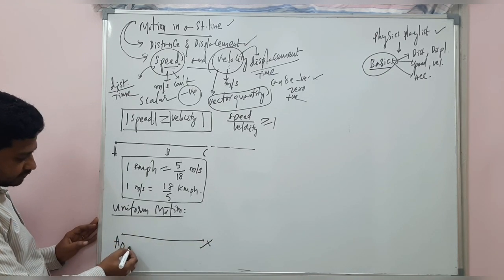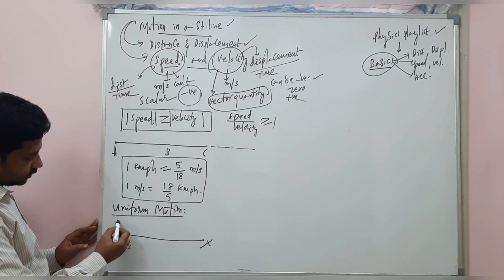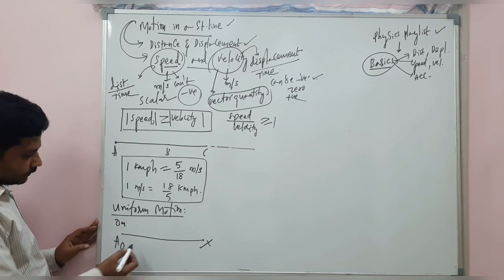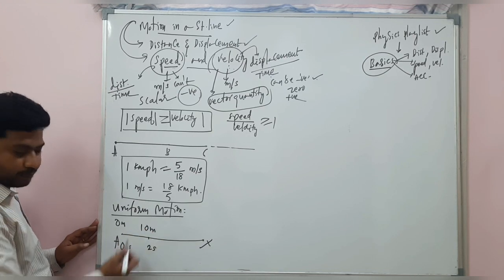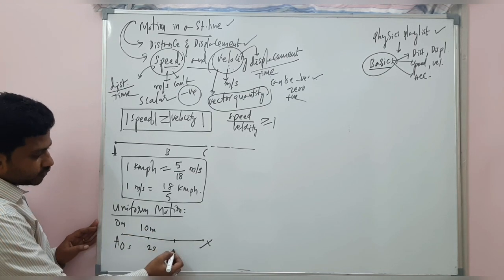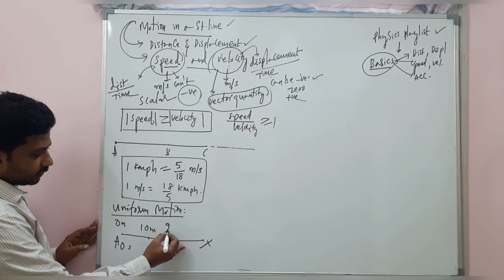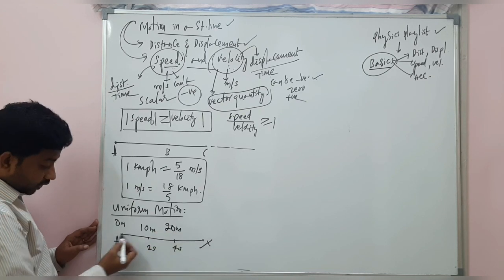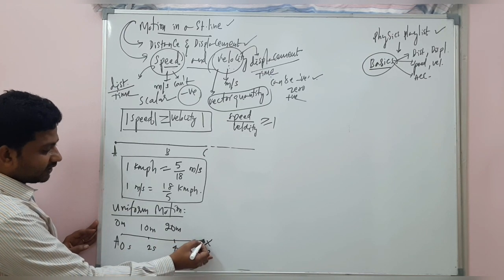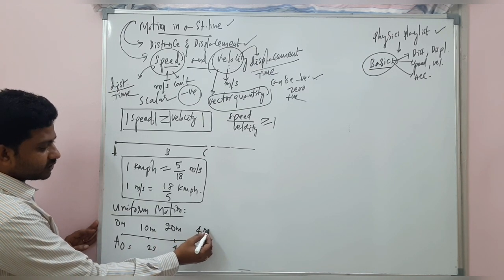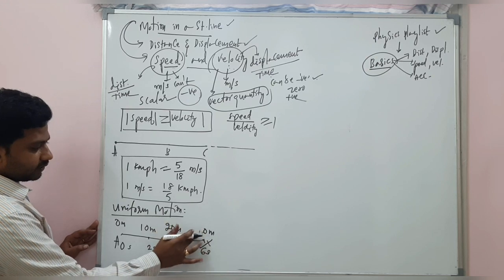Here, at time 0 seconds, the position is 0 meters. After 2 seconds, it has traveled 10 meters. After another 2 seconds, it has reached 20 meters from here. At 6 seconds, it is at the 30 meter position.